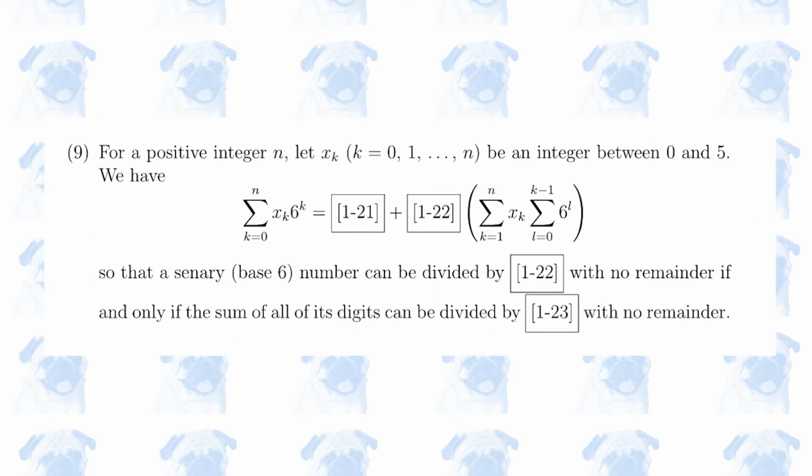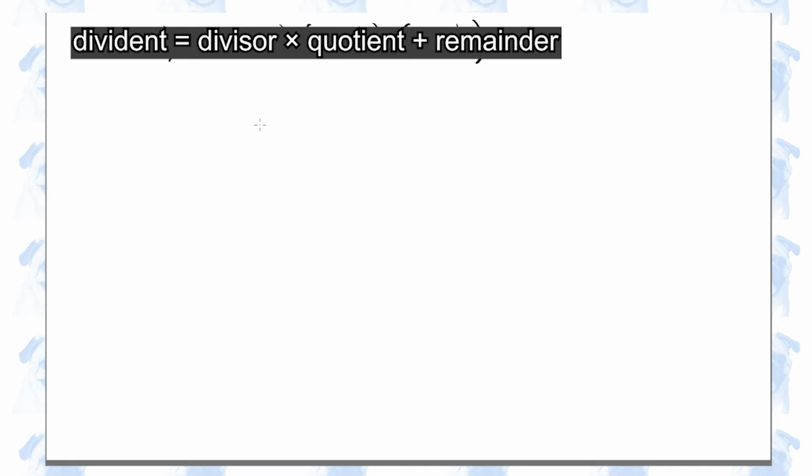Number 9. When you divide a base 6 number by d1 with no remainder, you get d1 times quotient q1 plus 0. And the base 6 number can be represented as, let's call this equation number 1.